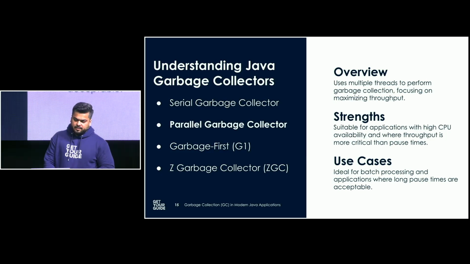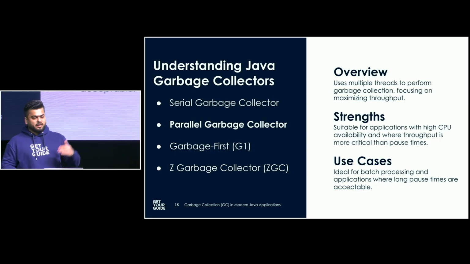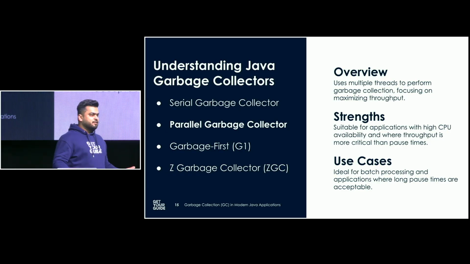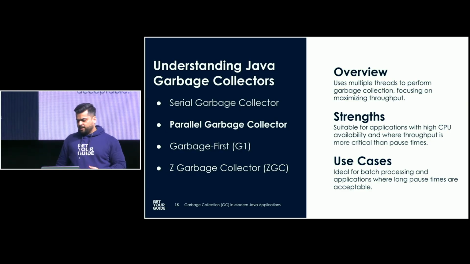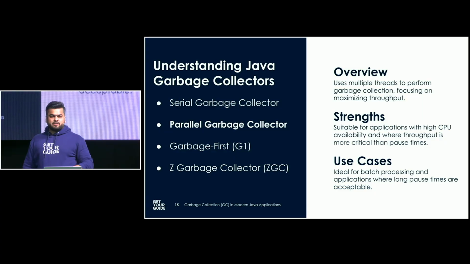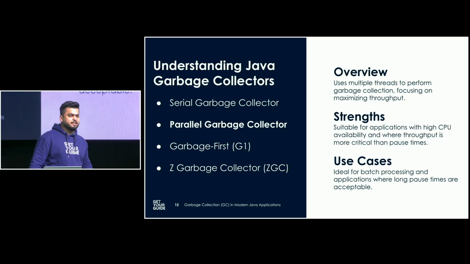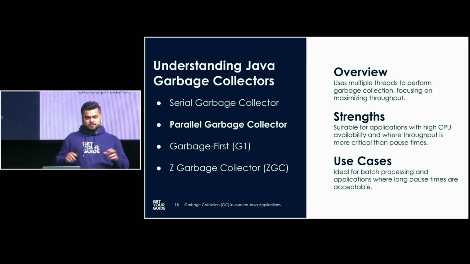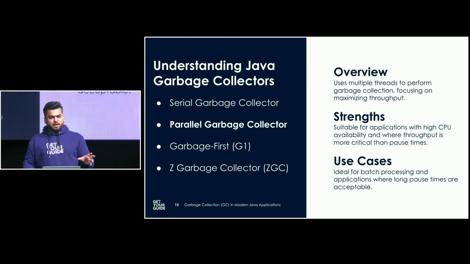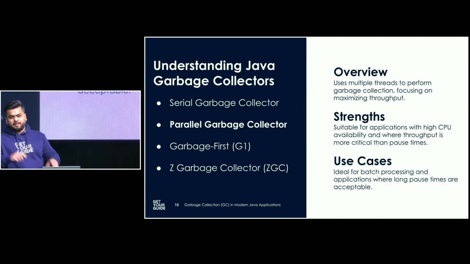The next in line, the parallel garbage collector. It overcame the limitations that we had with the serial one. Now you have multiple threads coming in, doing the garbage collection for you. The major focus here is to optimize throughput. So if you have applications that really need that and can afford the pause times, because this garbage collector is considered stop-the-world, it will pretty much stop everything else when it gets to garbage collection.